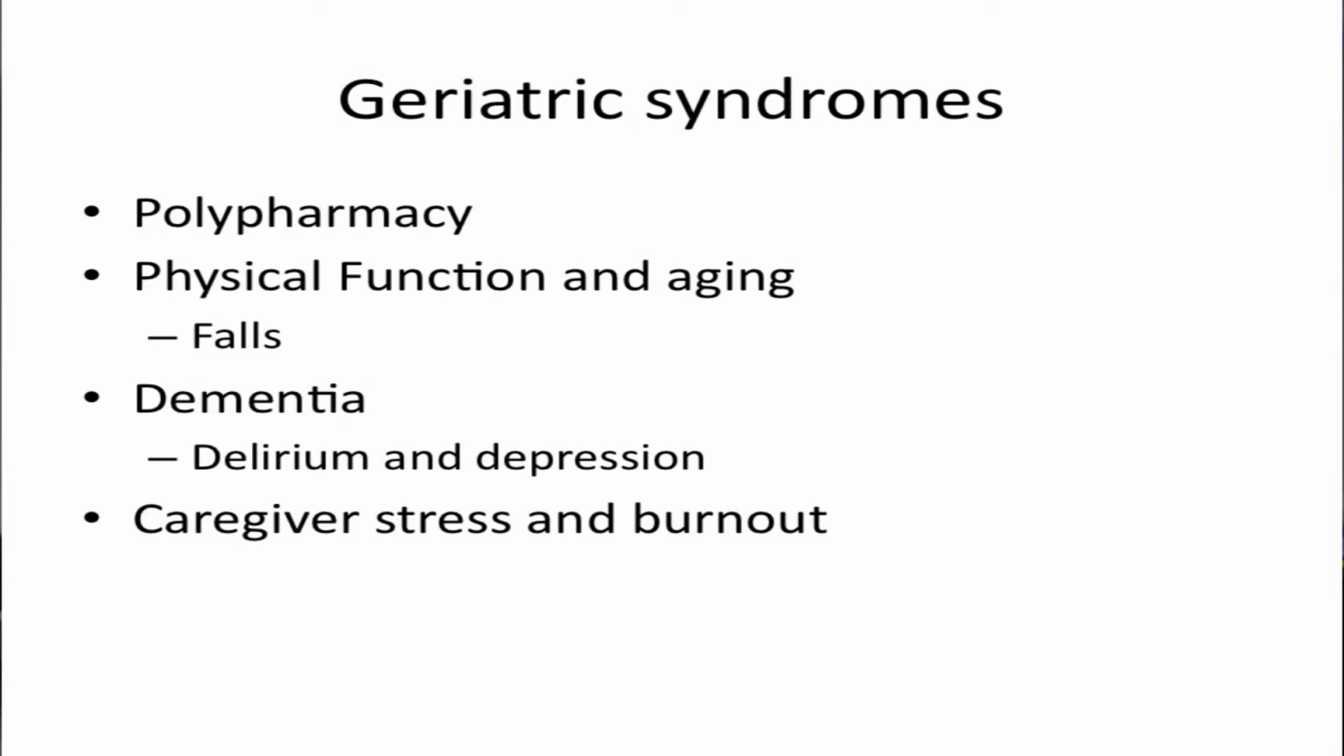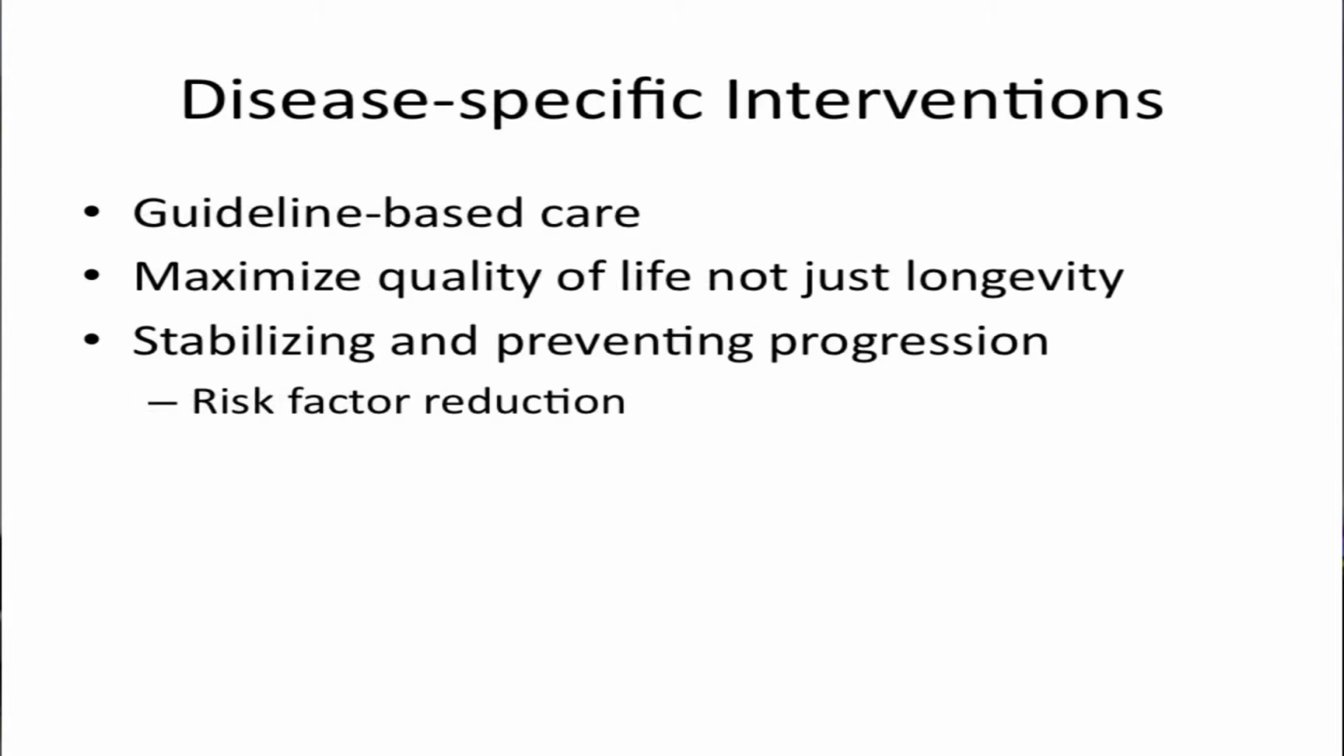And then functional status. Functional status is an independent predictor of bad things happening. So as people lose mobility, whether it's disease-driven or age-driven, it increases their risk. And not surprisingly, dementia, depression, delirium, they're all sort of comorbidities we have to look for in older populations. And then finally, caregivers. If the caregiver goes down, the patient goes down. And so caregiver stress is something that I think we'll be working toward in the future. And obviously, you know a lot about the disease-specific interventions, but remember, we're trying to maximize quality of life, not just longevity. And so stabilizing and preventing progression is a huge part of what we do.